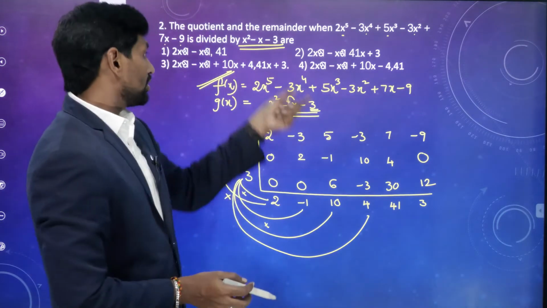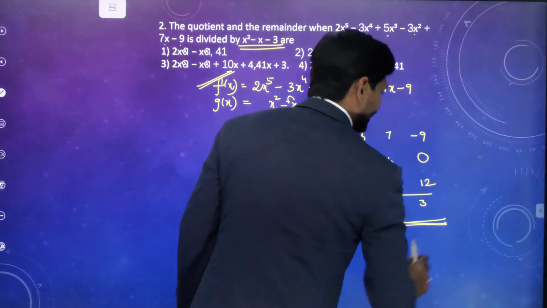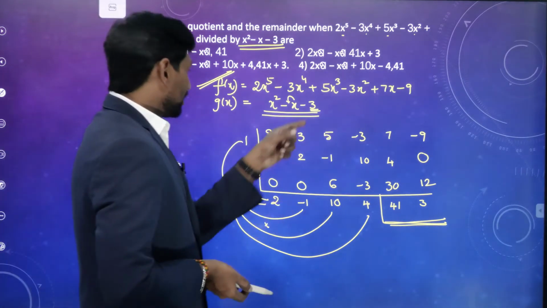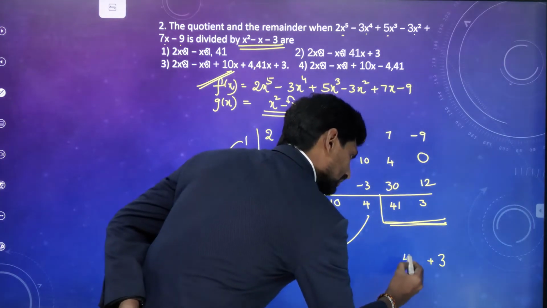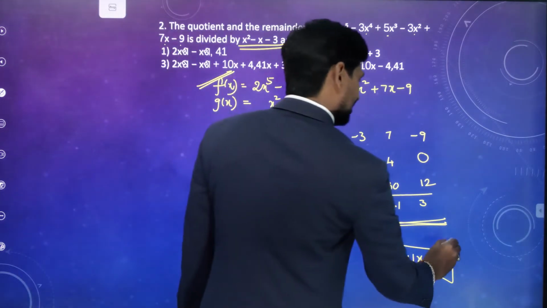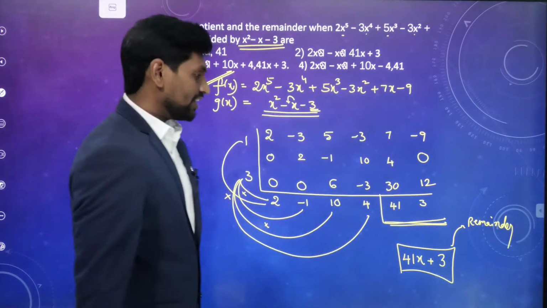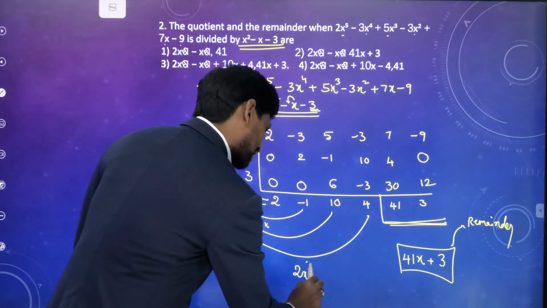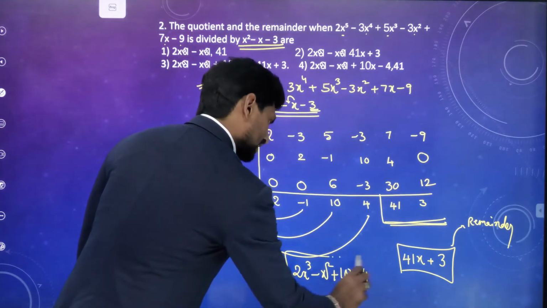So we are dividing with a quadratic polynomial. That's why the last two terms are remainders. If it is divided by a linear polynomial, only one term will be the remainder, but here two terms will be remainders. So the constant term is 3, the constant term after the x term. So this is the remainder: 41x plus 3 will be the remainder. And the remaining will be the quotient. What is the quotient? 1, 2, 3, 4. 4 terms means cubic polynomial. 2x cube minus x square plus 10x plus 4 will be the quotient.